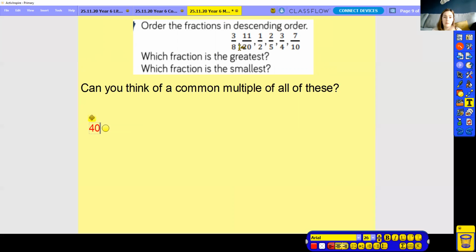So the first one here was 3/8. So we have to think, what did we do to the 8 to get to 40? We timed it by 5. So we need to do the same to the numerator. So that becomes 15/40. So that first one was 15/40.